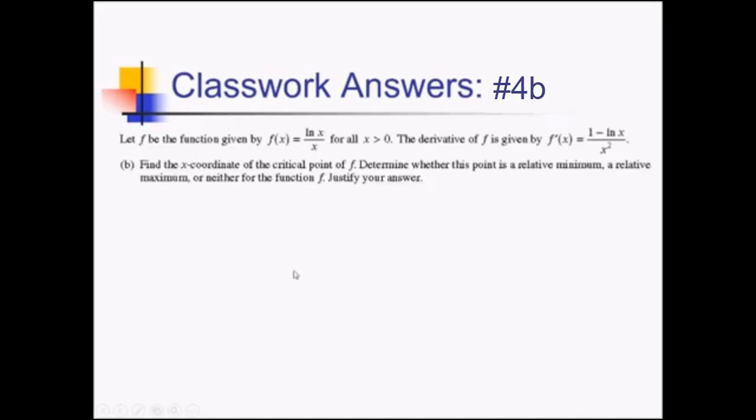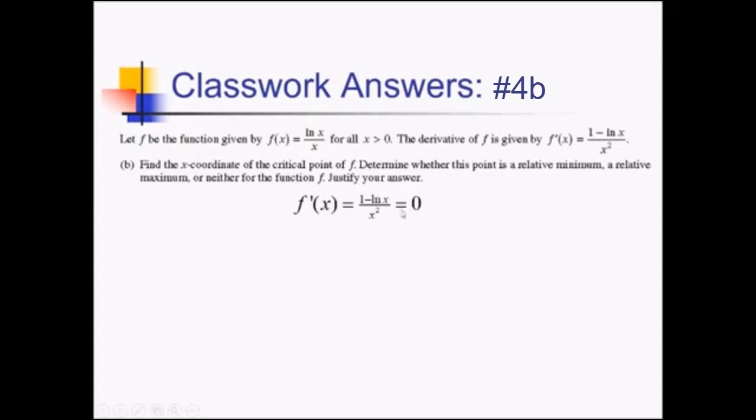For this part of the problem, they want the x-coordinate of the critical point of f, and is it a min, max, or neither, with justification. So if I want critical points for f, I need to figure out where its derivative, f prime, is either 0 or undefined. Let me start by setting this equal to 0.